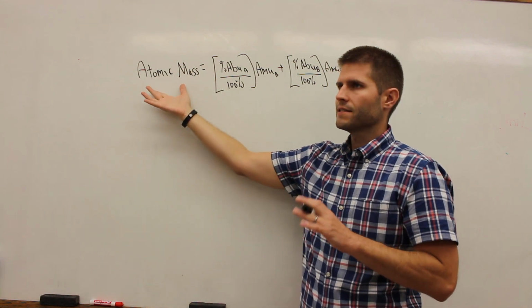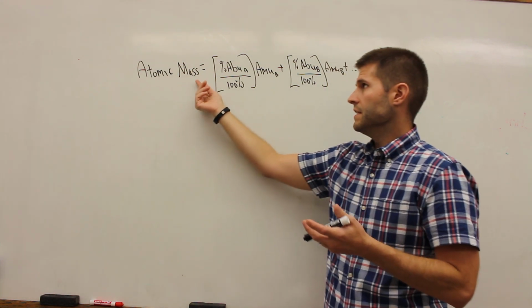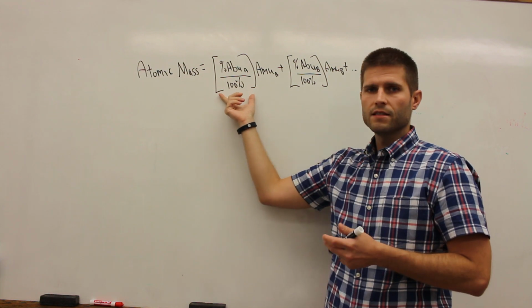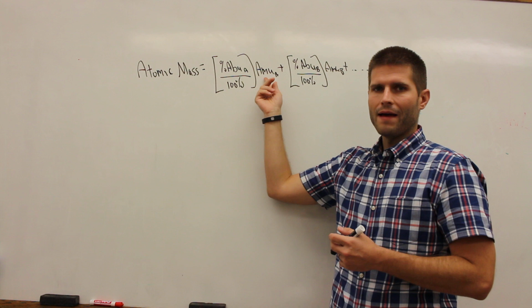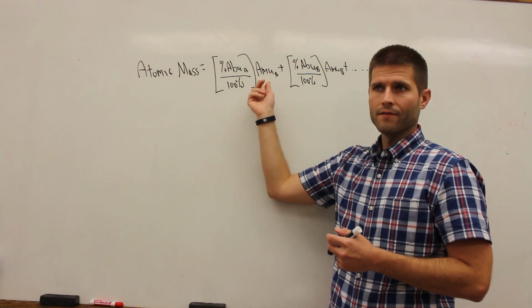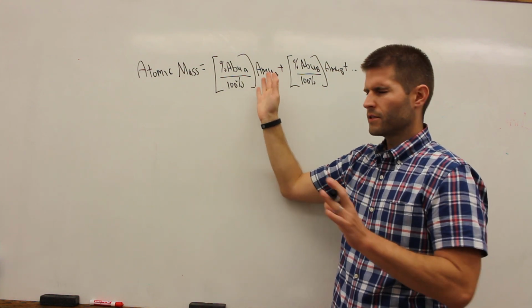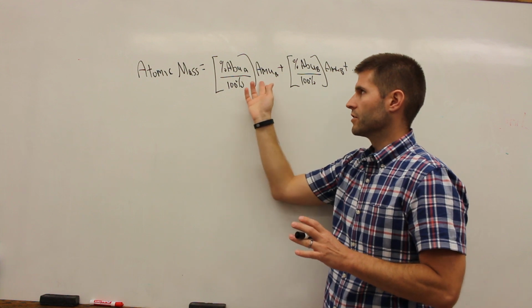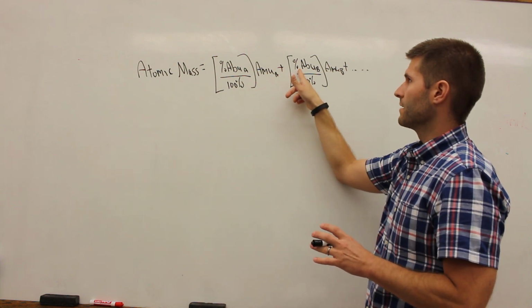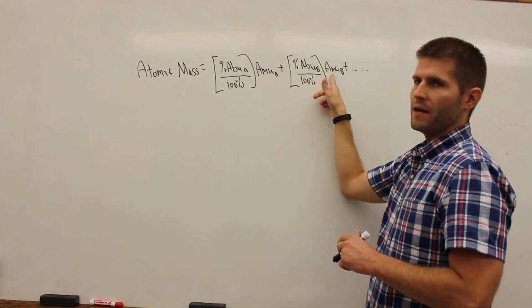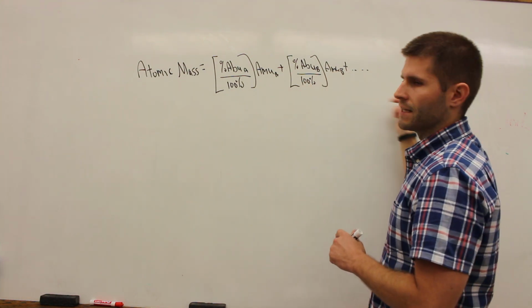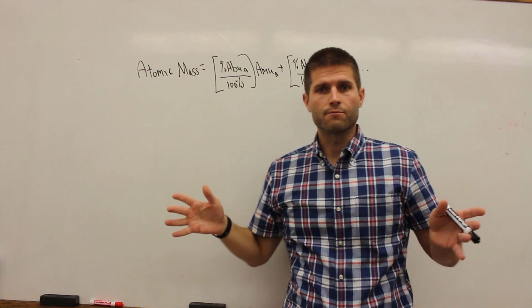So the actual equation for atomic mass goes something like this. The atomic mass of a given element is equal to the percent abundance of isotope A divided by 100% times the atomic mass units of isotope A. Now, we'll talk about what these are after I finish the equation. We're going to add to that the percent abundance of isotope B divided by 100% times the atomic mass unit of isotope B, plus as many isotopes as are present.